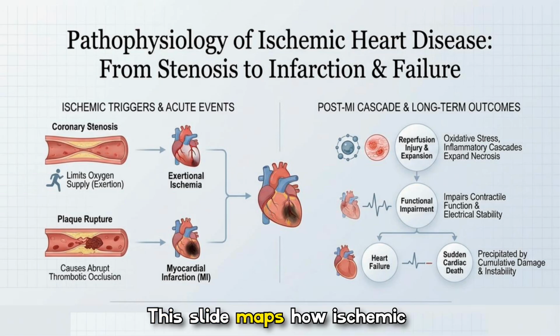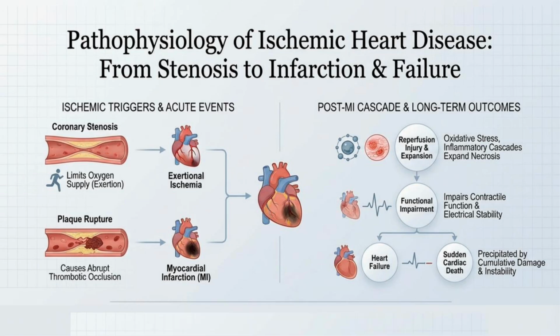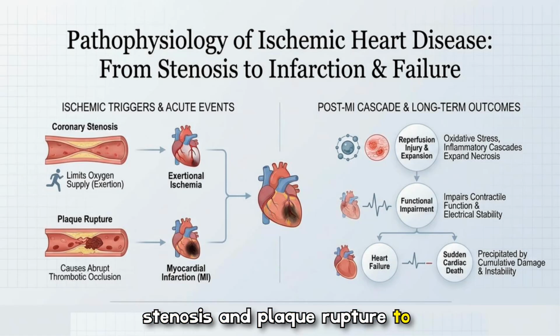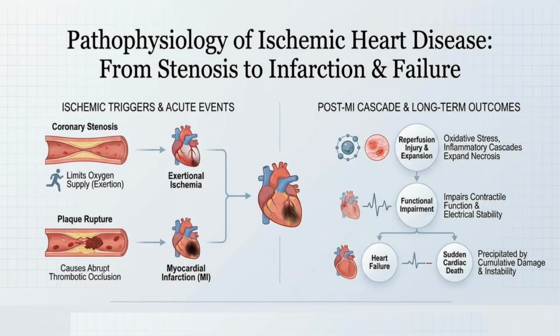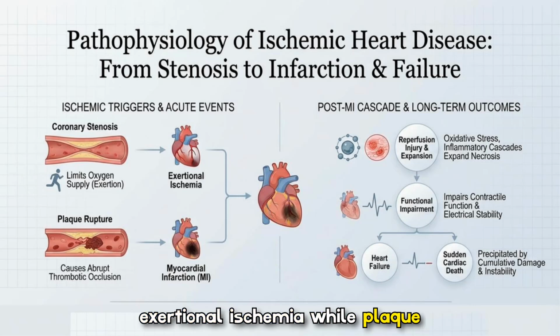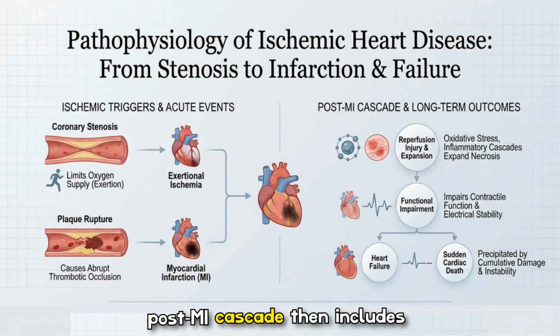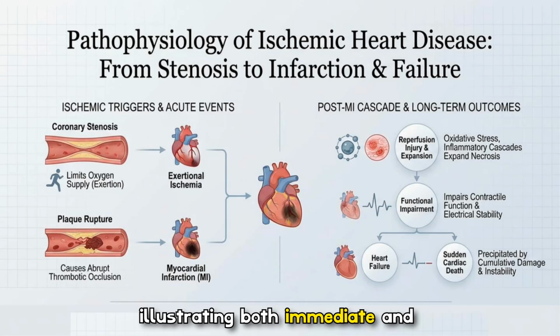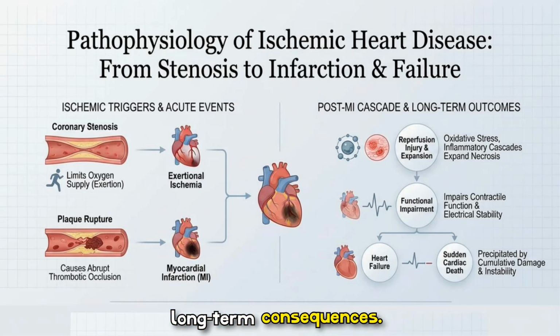This slide maps how ischemic heart disease moves from stenosis and plaque rupture to acute and chronic outcomes. Limited oxygen supply causes exertional ischemia, while plaque rupture leads to abrupt thrombotic occlusion and myocardial infarction. The post-MI cascade then includes reperfusion injury, contractile dysfunction, progressive heart failure, and, in severe cases, sudden cardiac death, illustrating both immediate and long-term consequences.